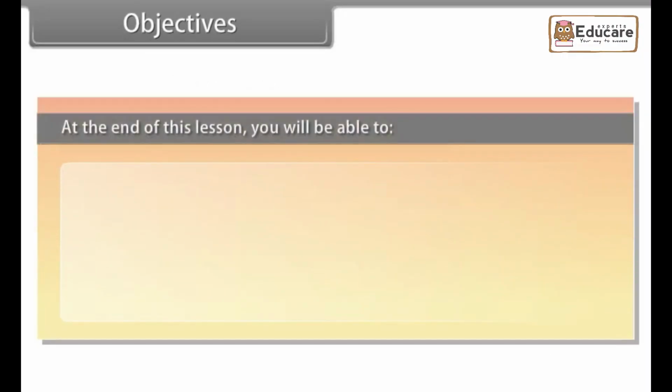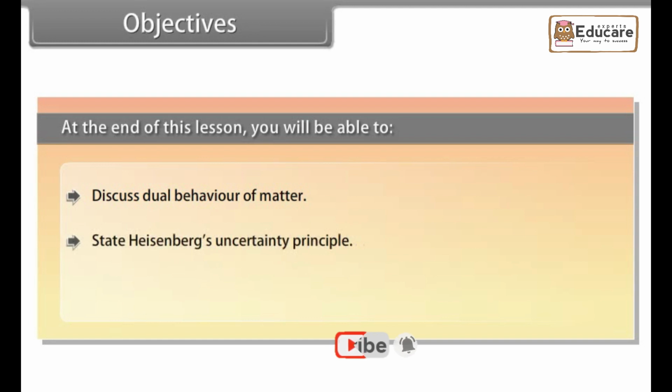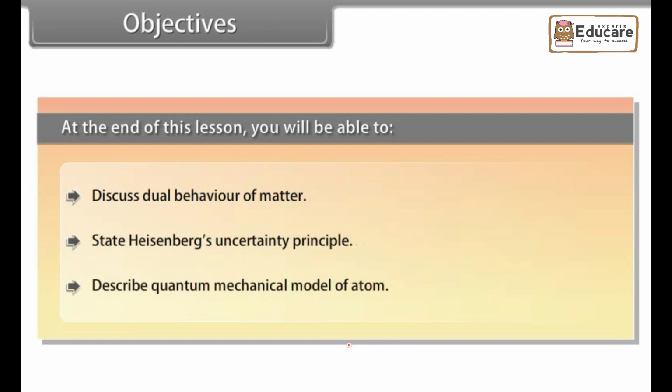Objectives. At the end of this lesson, you will be able to discuss the dual behavior of matter, state Heisenberg's uncertainty principle, and describe the quantum mechanical model of the atom. Towards the quantum mechanical model of the atom: dual behavior of matter.